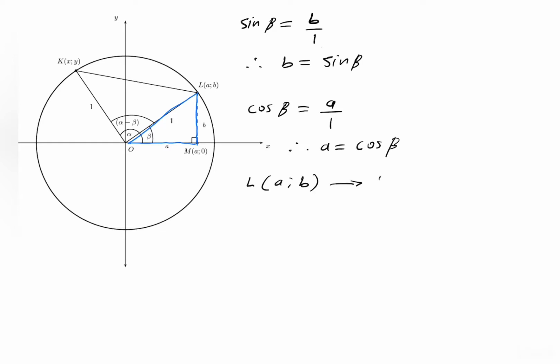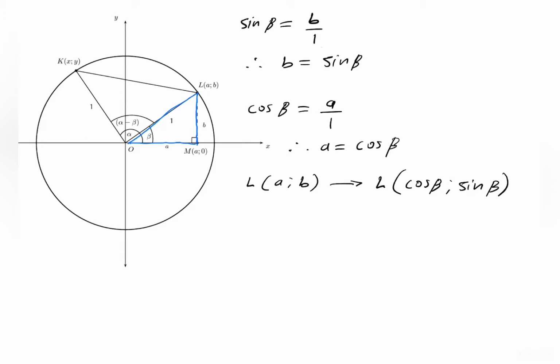This will now become, L is going to be the cos of beta. Because A is equal to cos beta, so we're going to replace this A by cos beta. That's why I wrote cos B there. And then we have sine B again, like that. So now we're done with the coordinates for L.